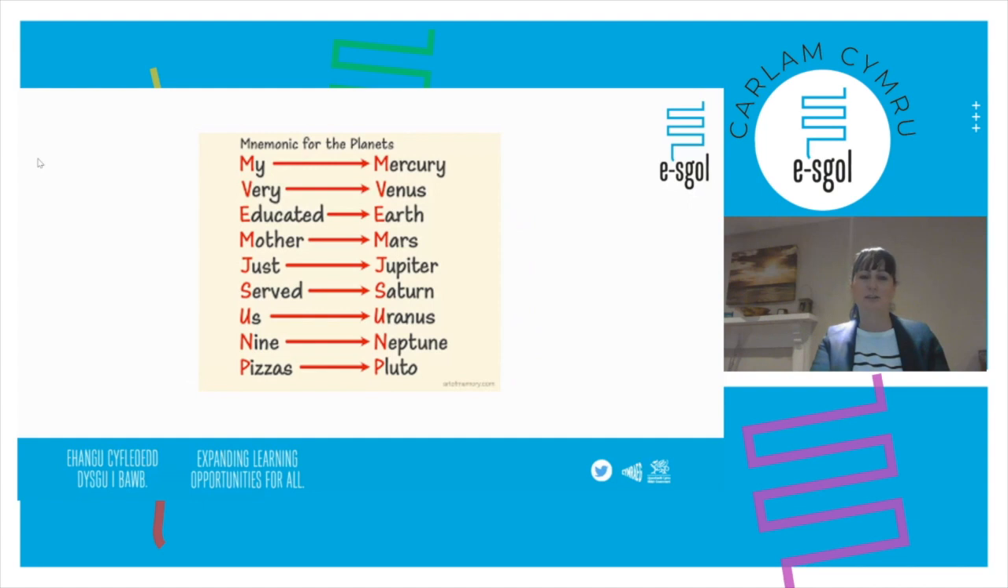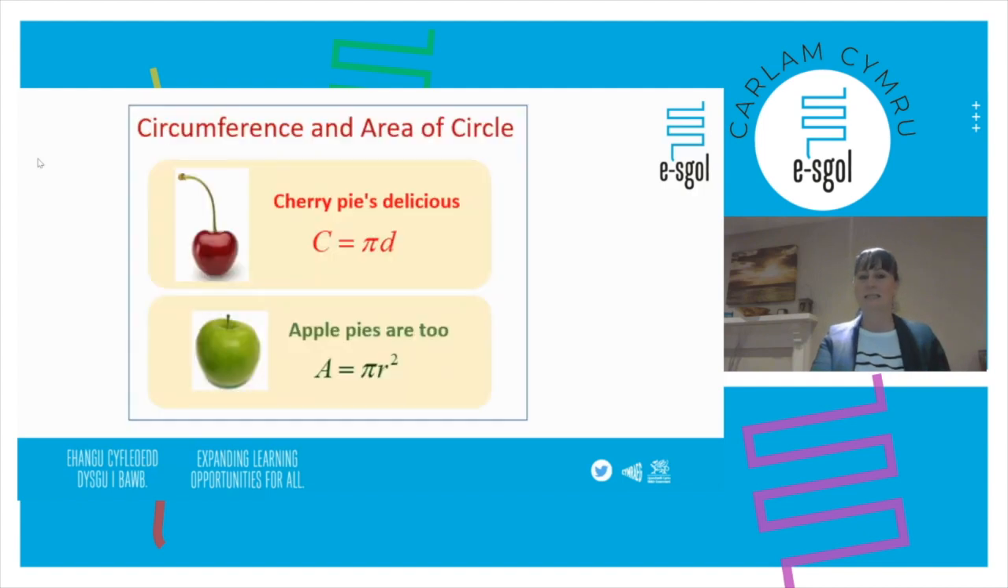These are really good when it comes to trying to learn, especially an order of things. So here we've got the planets, and on the left-hand side, we have: my very educated mother just served us 9 pizzas. And obviously the first letter corresponds with the planet's first letter. So a really good way of learning the order of things just by learning one sentence.